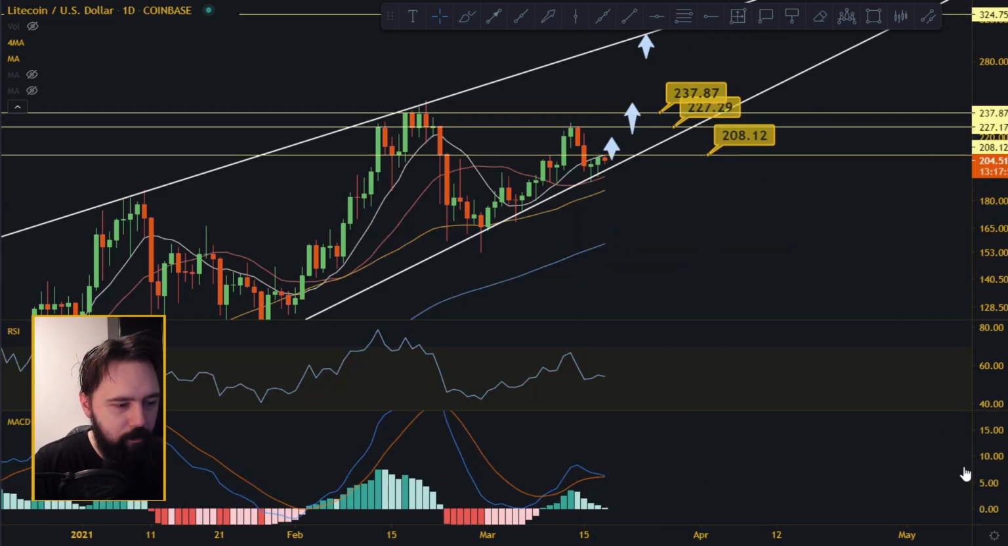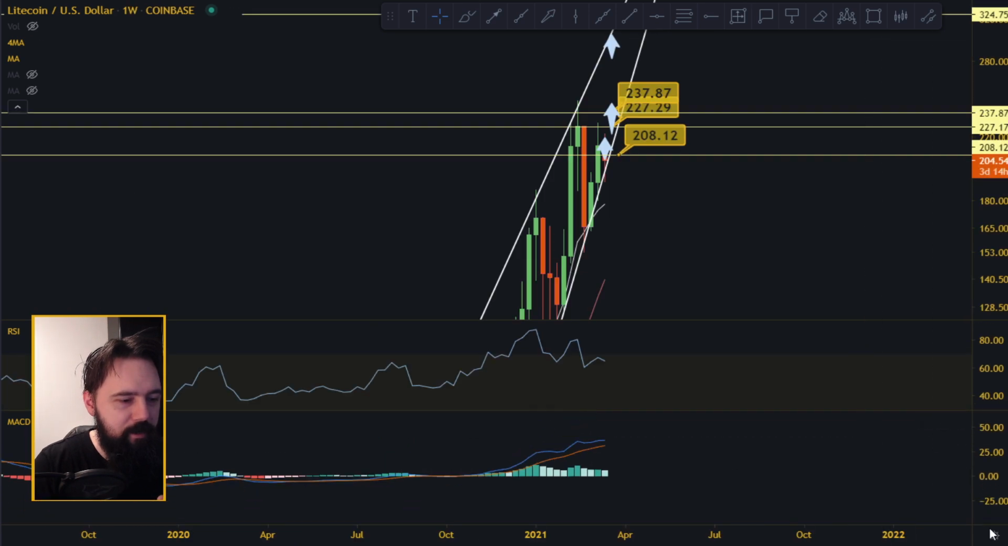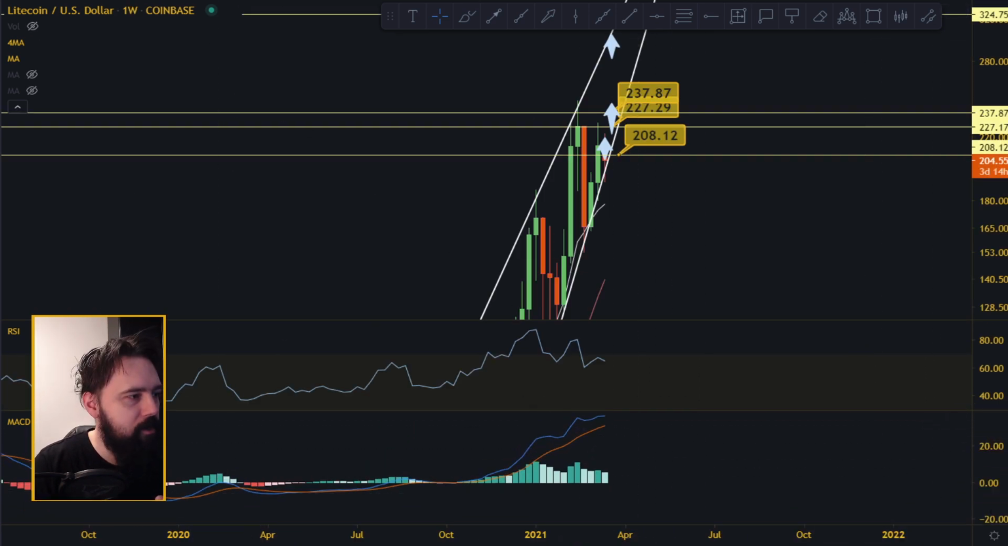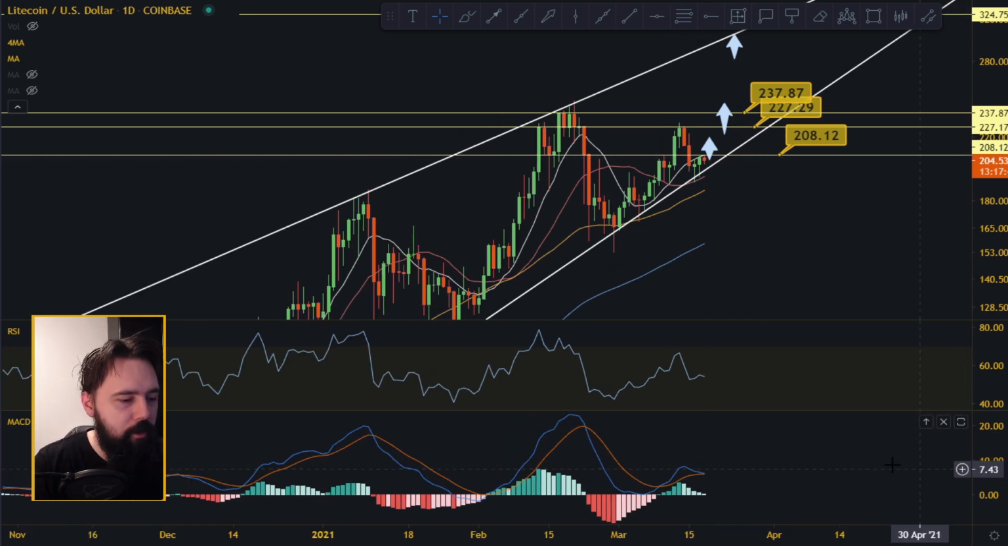Here on the MACD, it looks like we're going to get a bearish cross, but that doesn't have to mean anything, because on the weekly we are still very bullish. Nothing is actually happening. There is no cross coming in yet. So if it starts pumping today, there won't be actually any cross at all.